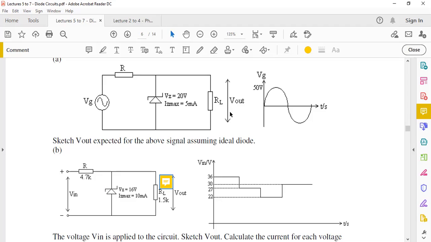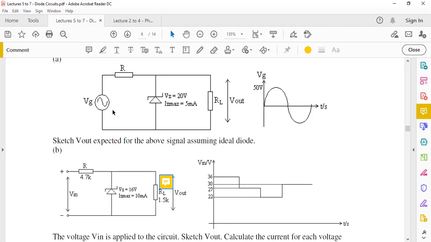Let me just repeat that. If you're in the negative half cycle, it means you are now sending current in this direction, and so this becomes forward mode. In the forward mode, this is going to be a short circuit. So basically, no current is going to flow through RL, and your V out will be 0.